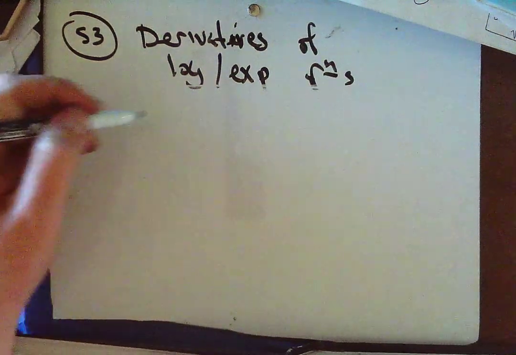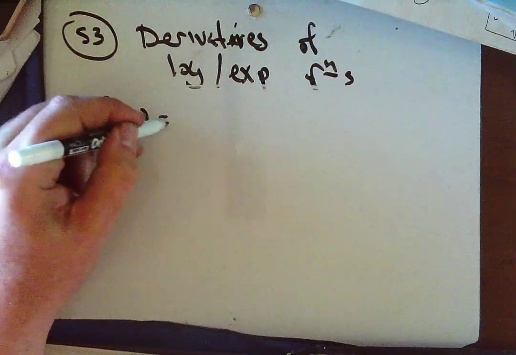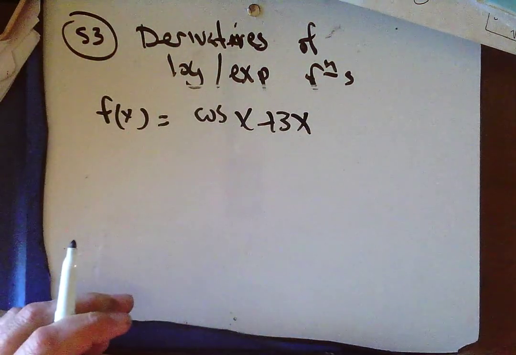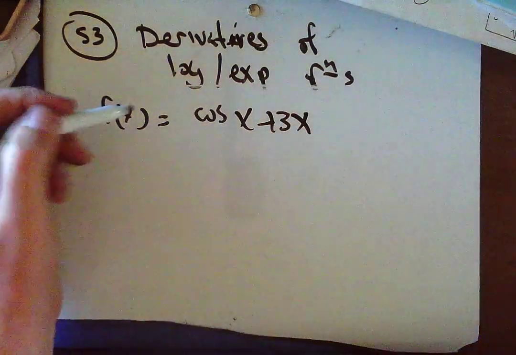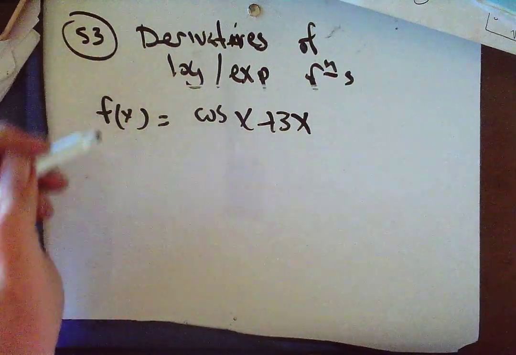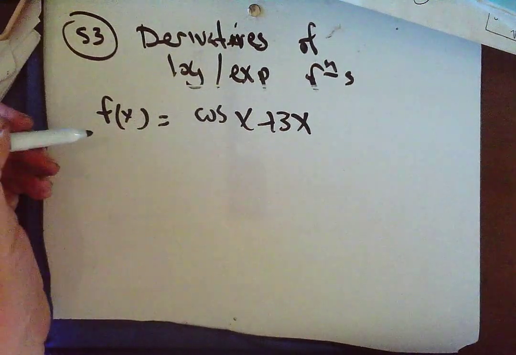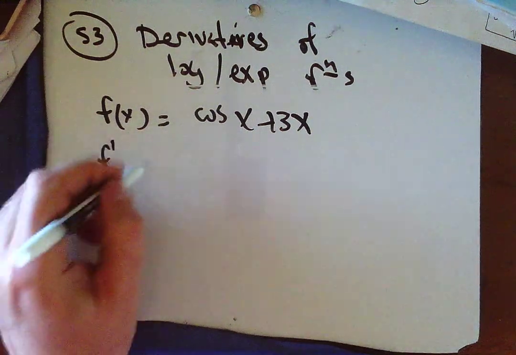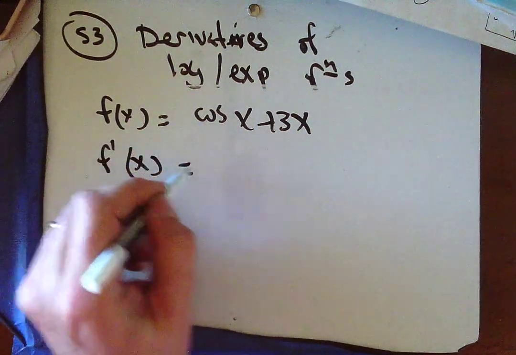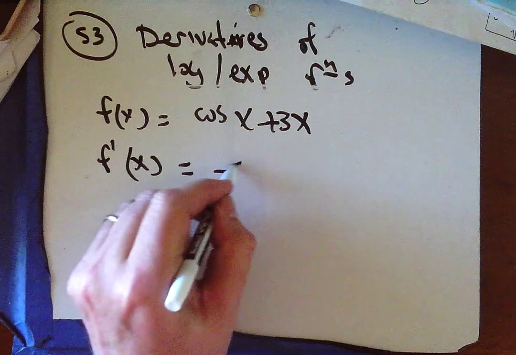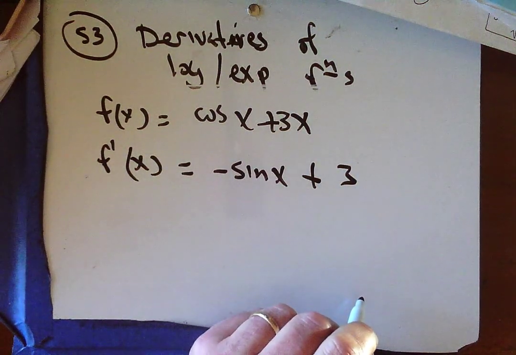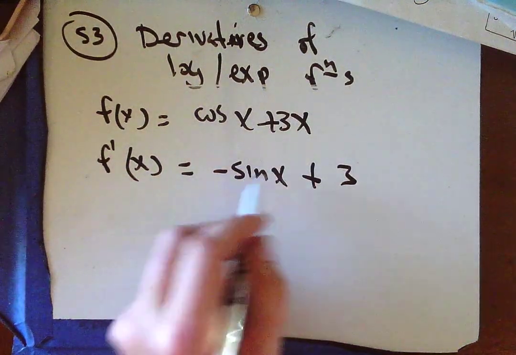All right, so I'm looking now at this function. f of x equals cosine x plus 3x. And the first thing I'm asked to do is show that f has a differentiable inverse. Well, if I take the derivative of this, the derivative of cosine is negative sine, and the derivative of 3x is 3. Okay, so good. That's nice.